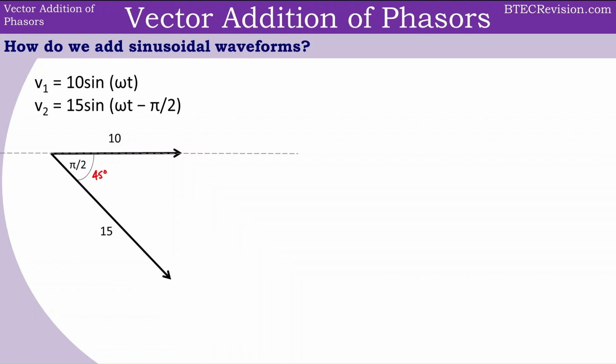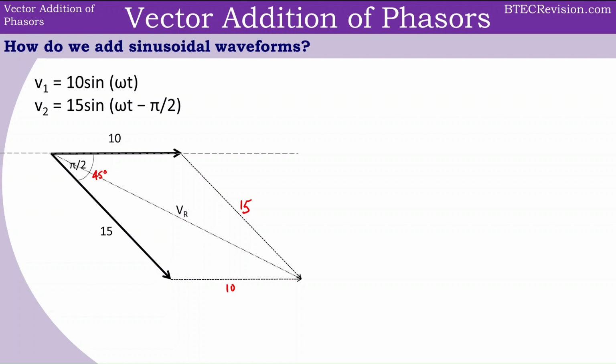In order to add these, we can draw a parallelogram. And then we can draw the resultant voltage. Since the parallelogram has the same length, we can label that 15 on the right and 10 at the bottom there. And if we remember, we have a non-right angle triangle.